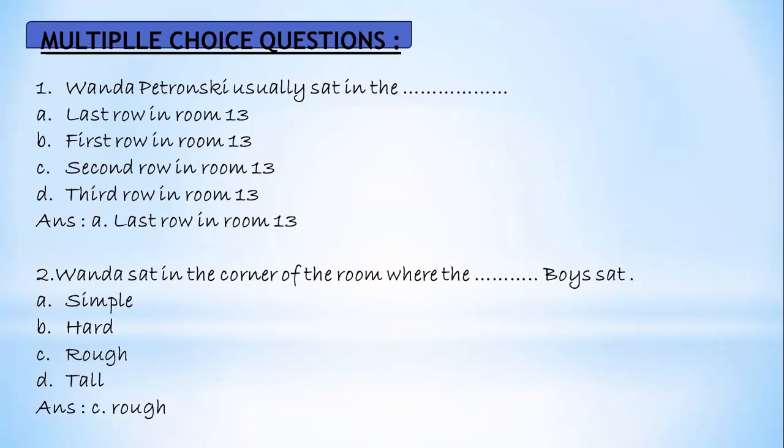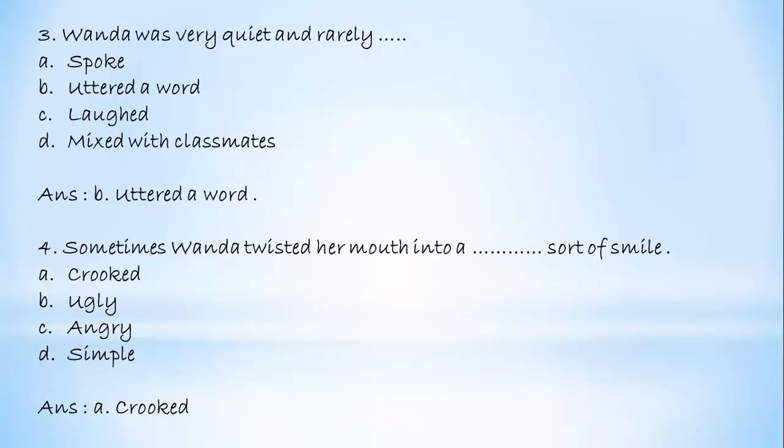Next. Wanda was very quiet and rarely spoke, uttered a word, laughed, mixed with classmates. And the answer is option B, uttered a word. As we just saw that she was a very silent and quiet girl, she never uttered a word to anyone. Next. Sometimes Wanda twisted her mouth into a dash sort of smile. Crooked, ugly, angry, or simple. And the answer is option A, crooked. Okay, she never spoke, she never uttered a word, but sometimes she twisted her mouth in a crooked sort of smile. She gave a crooked sort of smile.